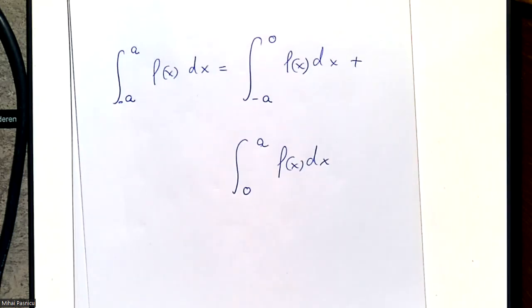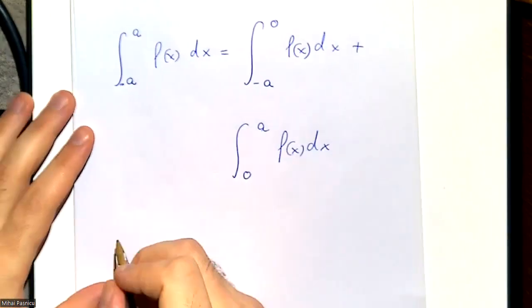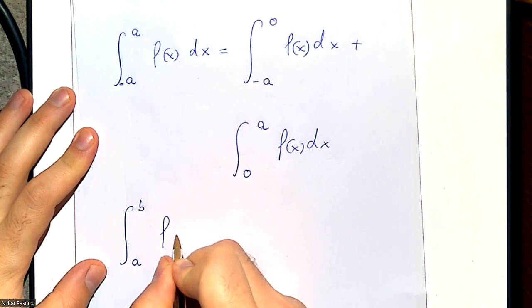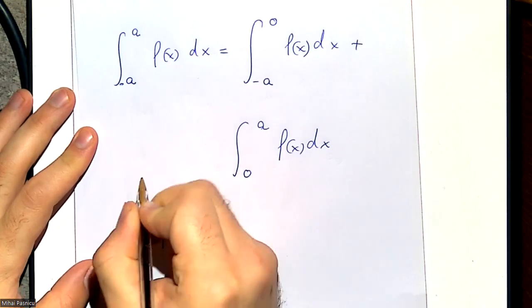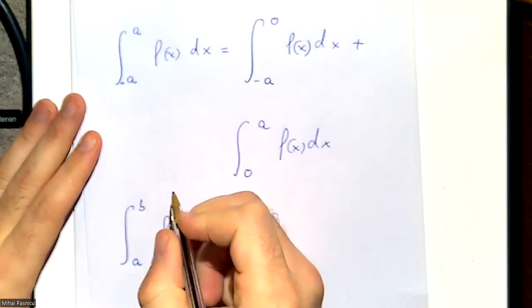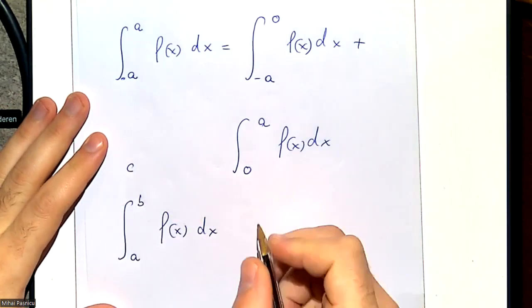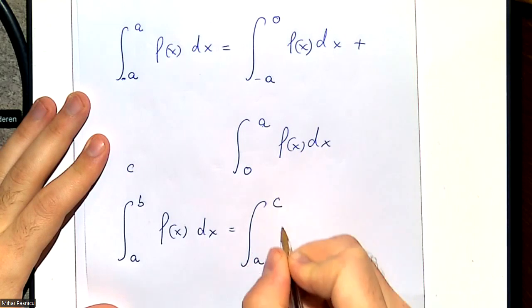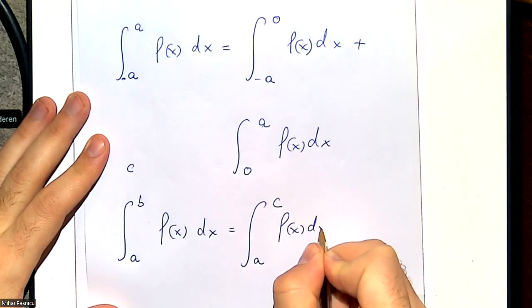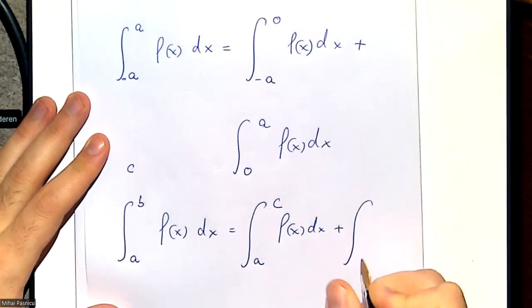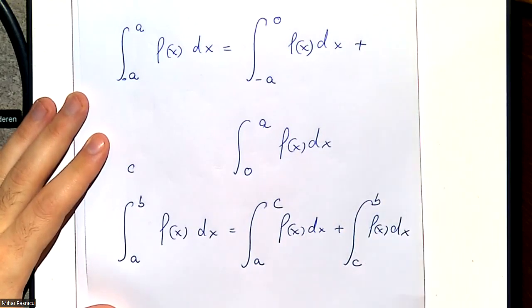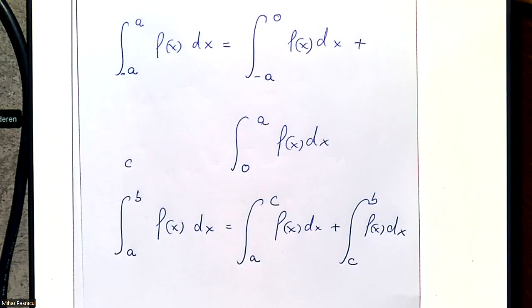The general form would be that if I have the integral from A to B, F of X, dx, and C is somewhere inside, then I can just write it as the integral from A to C, F of X, dx, plus the integral from C to B, F of X, dx. Okay.